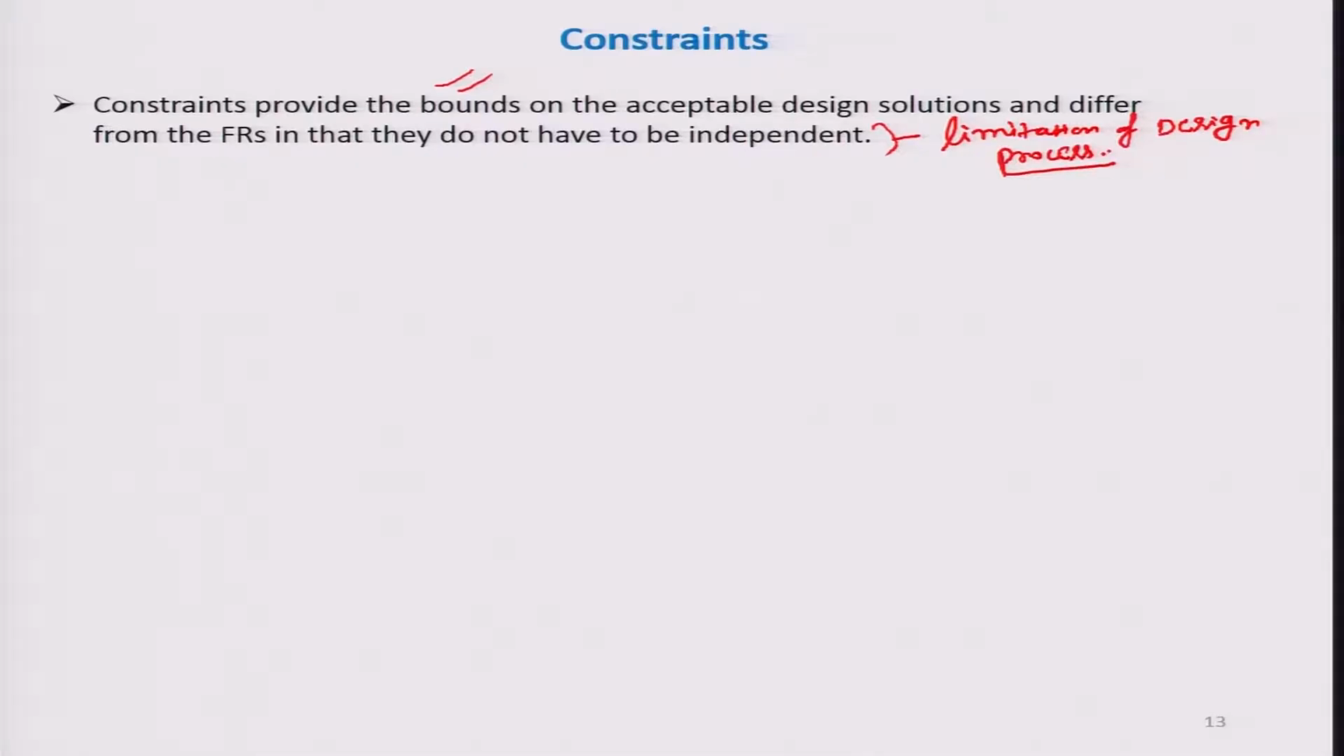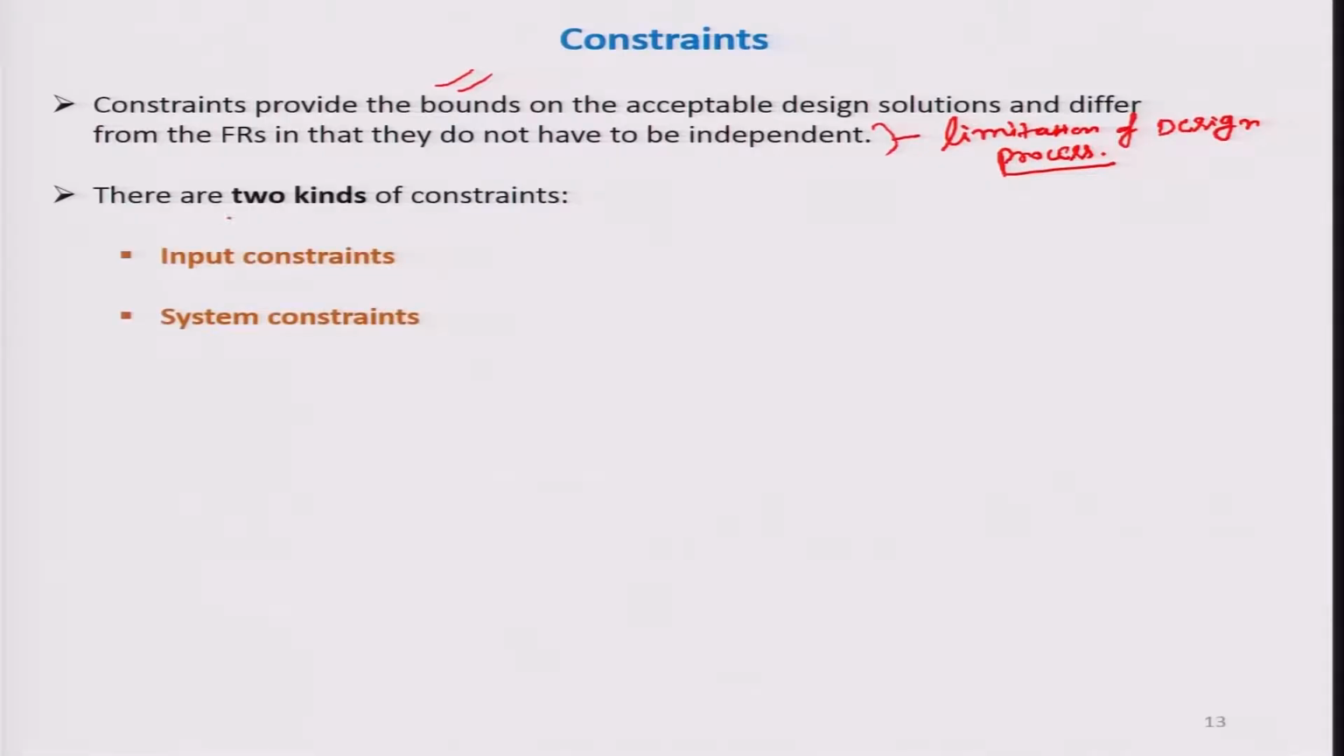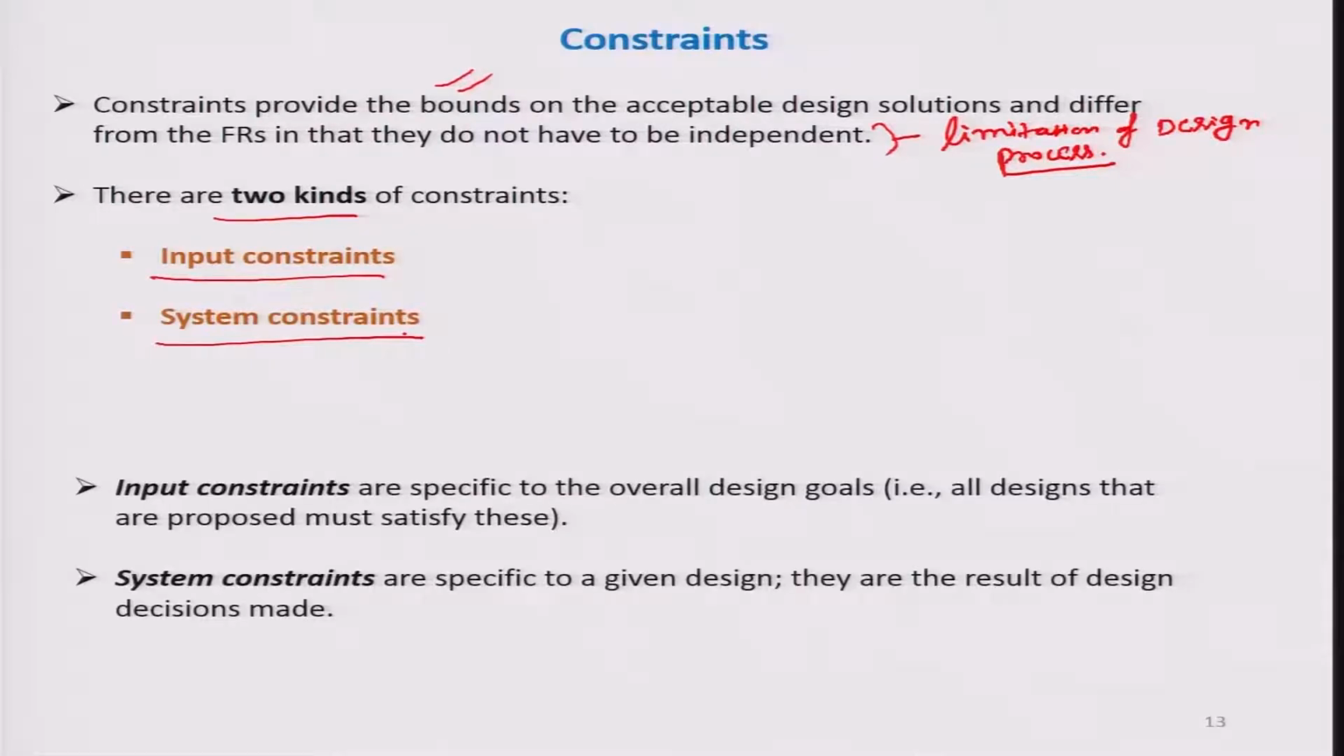There are a variety of constraints but in a broad way we can divide them into two kinds: input constraint and system constraint. What is the input constraint? Inputs are specific to overall design goals. All designs that are proposed must satisfy these. It may be in the form of current, voltage for designing of a transformer. System constraints are specific to a given design. They are the result of design decisions made. So they are the two basic constraints that are always available in a design process.